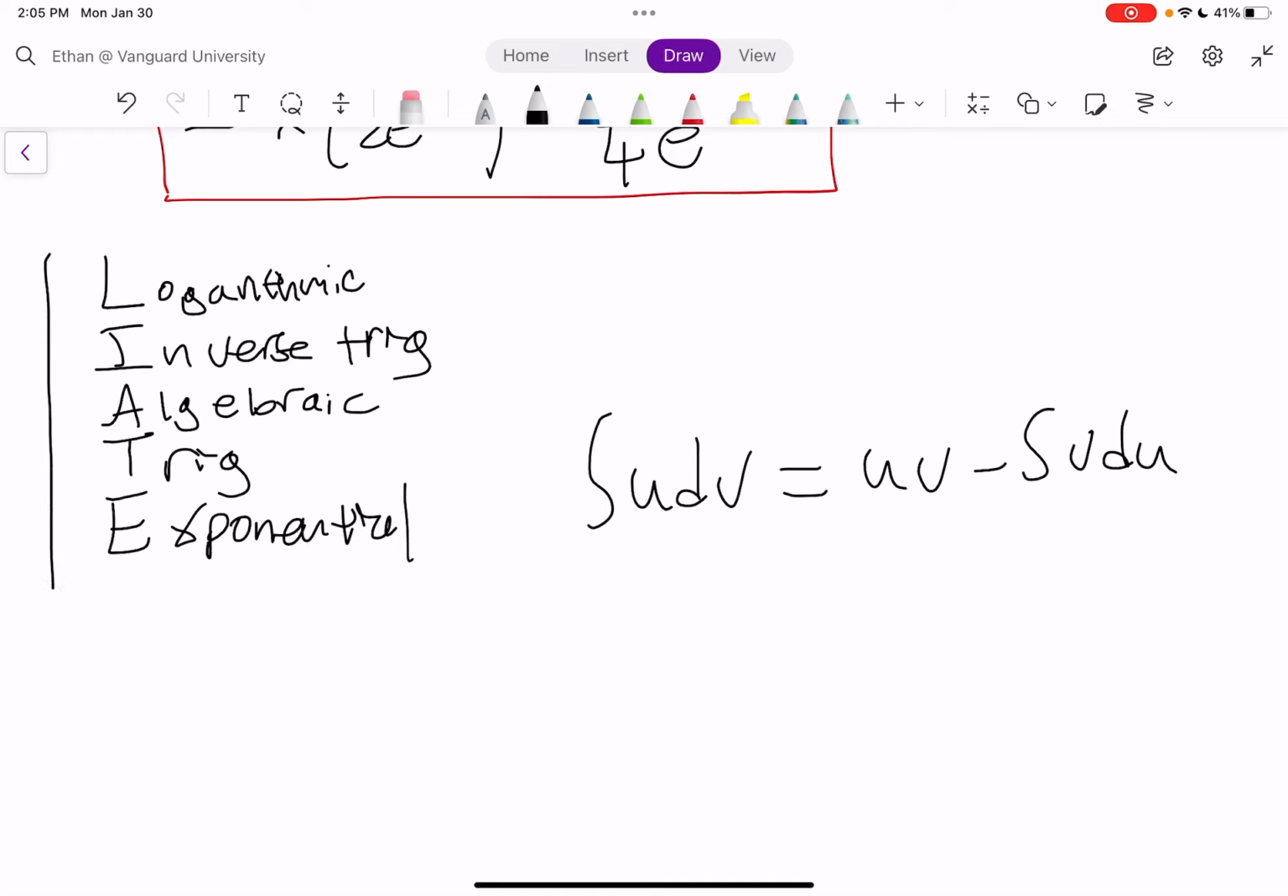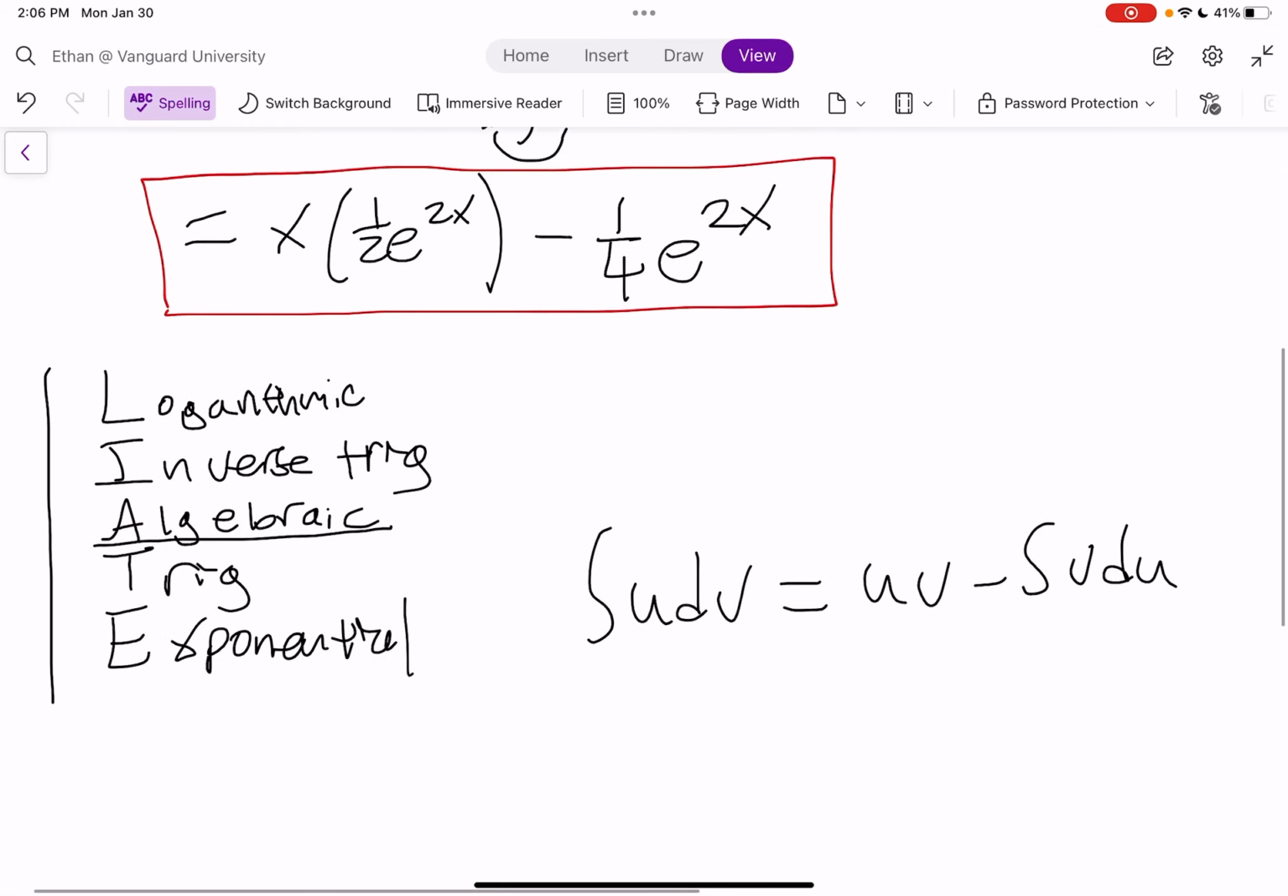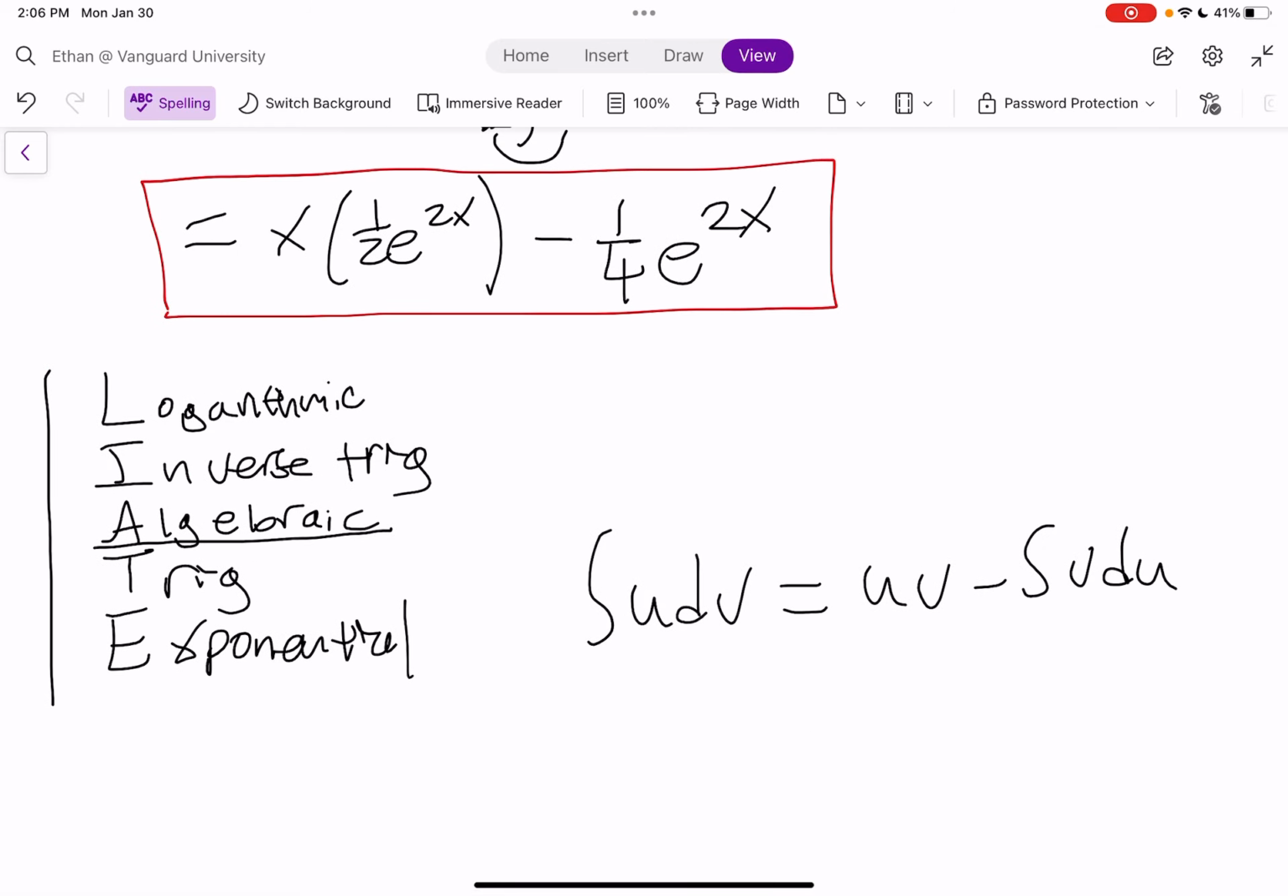And so whenever we're solving for the u and the dv, we're going to pick a u that is highest on order on this acronym that we have. For example, the x was picked for u because x is algebraic, and our other function, e to the 2x, is exponential. So that's lower, so we would pick x for algebraic to make it nice and easy for us.